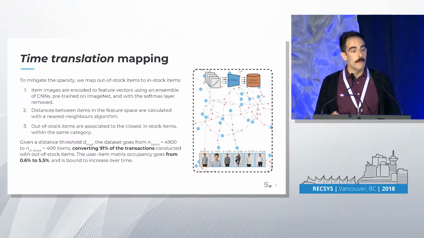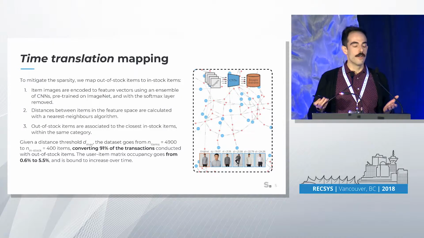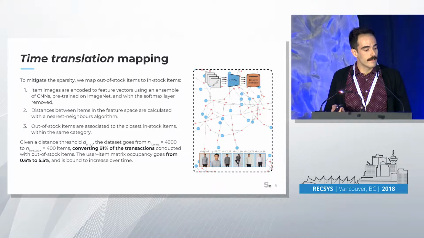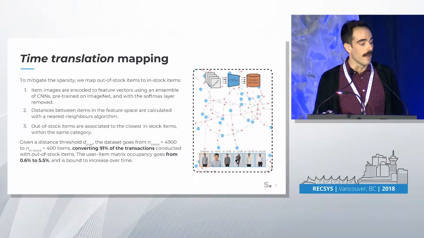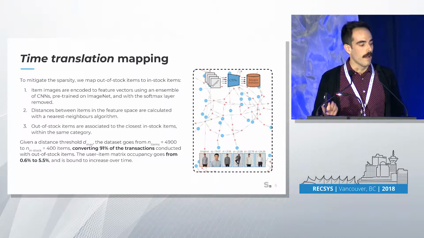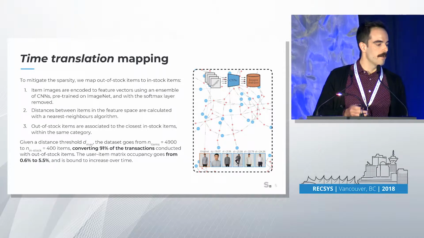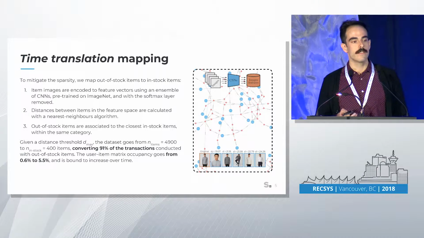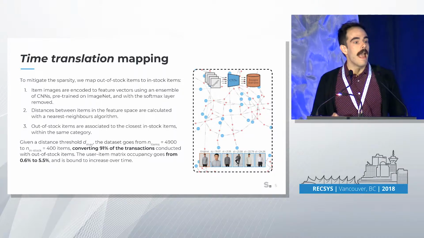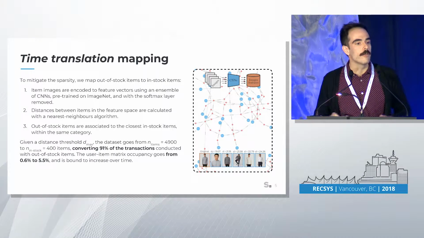First we had to set a certain threshold of distance to make sure all the products were still similar enough. With that threshold, we were able to convert about 91% of the transactions conducted with the out-of-stock items to items that are currently in stock. And the occupancy of the matrix went from 0.6% to 5.5%, which is much more manageable for a recommender system. And due to the nature of that technique, the occupancy is only bound to increase over time.